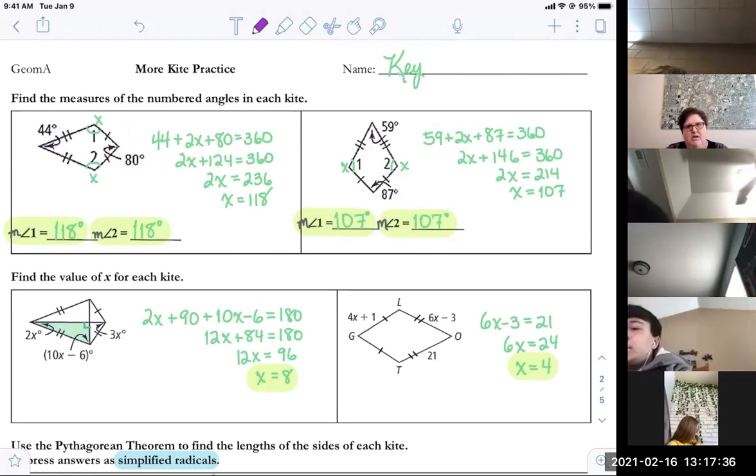Questions on the first four? Can you do the first problem?